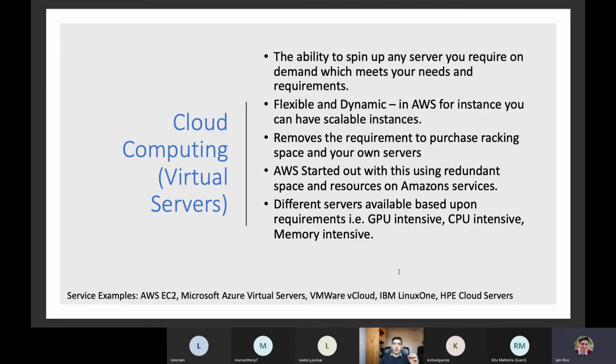So it removes the requirement for you to purchase racking space and your own servers. The biggest problem with having lots and lots of servers was just maintaining them. Generally, it was a huge cost in terms of air conditioning for lots of companies. So if you have a server, a set of computers that form a server, then putting that in your office in Birmingham, in London, in wherever you are really in the UK, you need to have a cooling system to make sure that's not getting too hot.